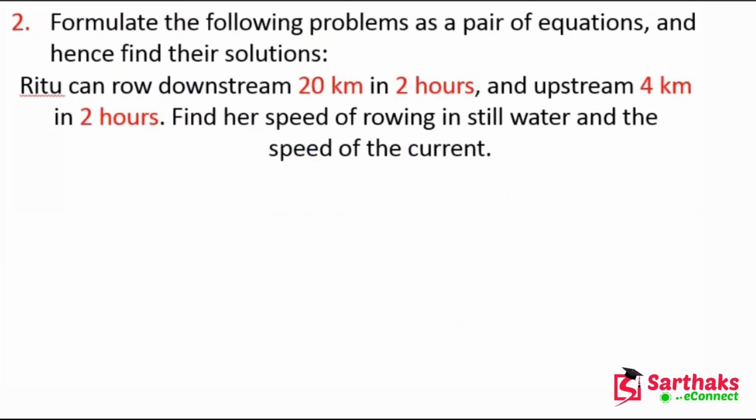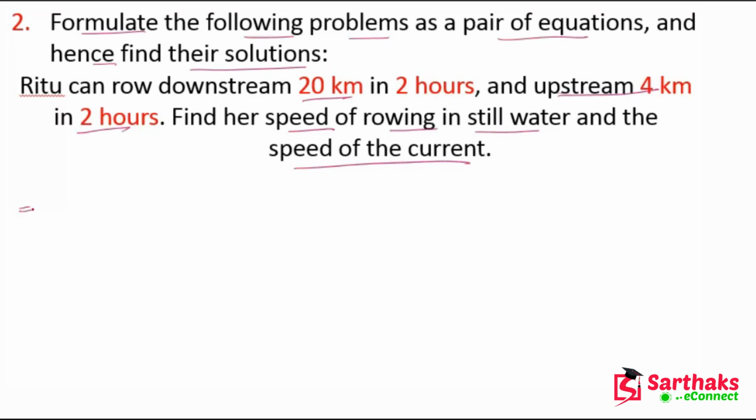Yes, so question number 2 is: formulate the following problems as a pair of equations and hence find their solutions. Okay, so first of all we have to formulate the problems as a pair of equations and we have to find the solution. So the question is: Ritu can row downstream 20 km in 2 hours and upstream 4 km in 2 hours. Now we have to find the speed of rowing in still water and the speed of the current. Okay, my dear friend.